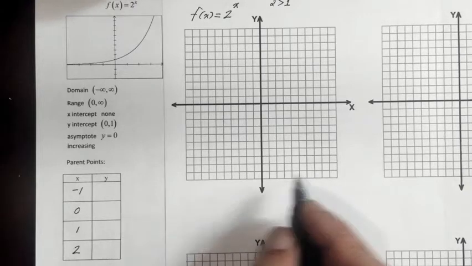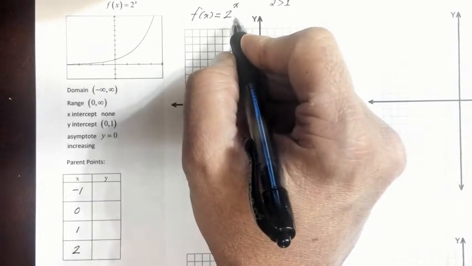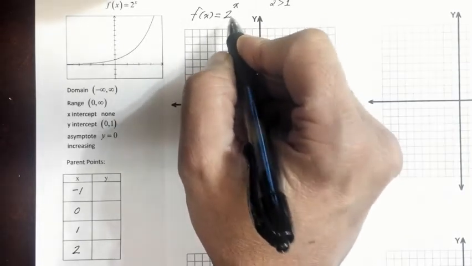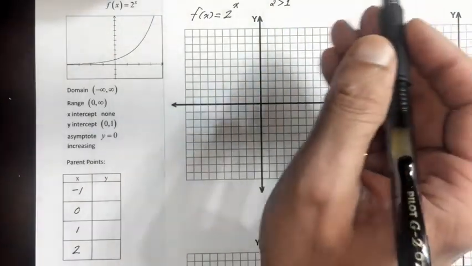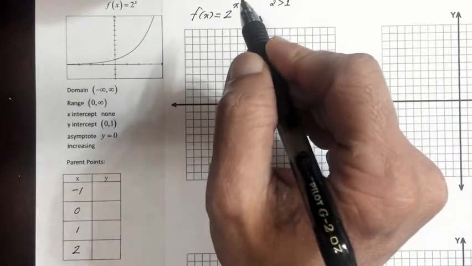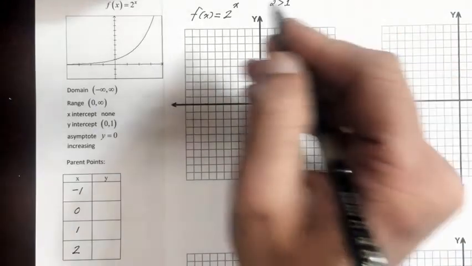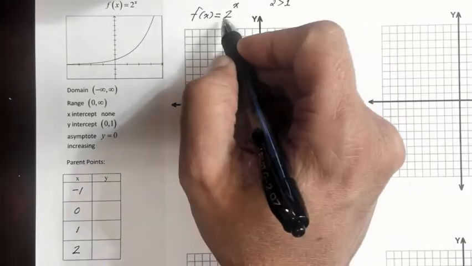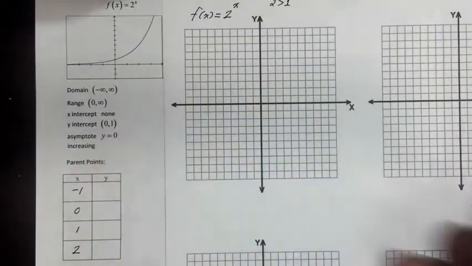We know that this is our parent function. We can create several parent functions by setting the base as a number, which we talked about. The two different criteria: one is the base greater than 1, and the other one is between 0 and 1. So we set the base as 2, that's 2 to the power of x. That's what we're graphing today.